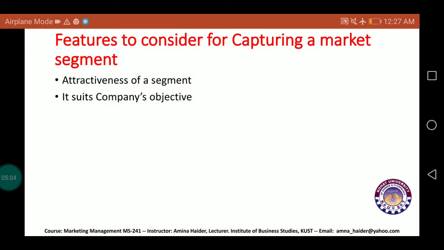So when you evaluate these two features, that is the attractiveness and its compatibility with company's objective, the company has to decide in which market segment to enter. That is, the company decides on which and how many segments to enter. This task is related with selecting the target market. Target market consists of various groups of buyers to whom the company wants to sell the product. Each tends to be similar in needs or characteristics.